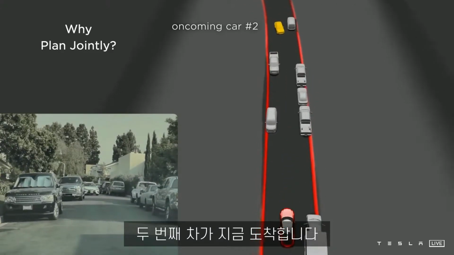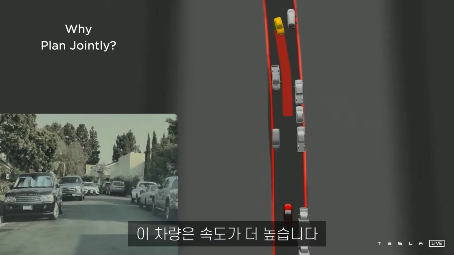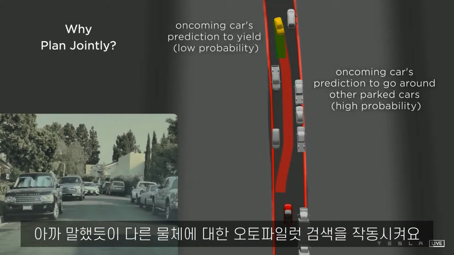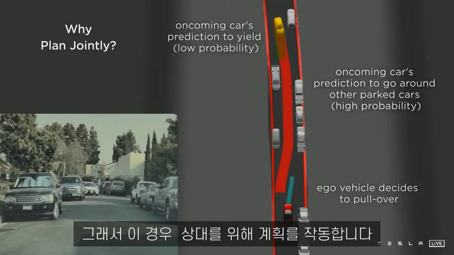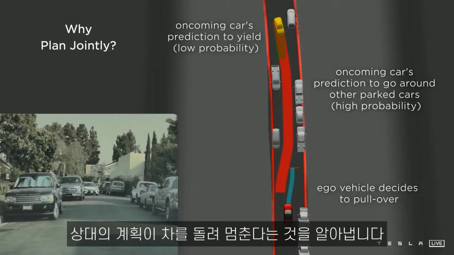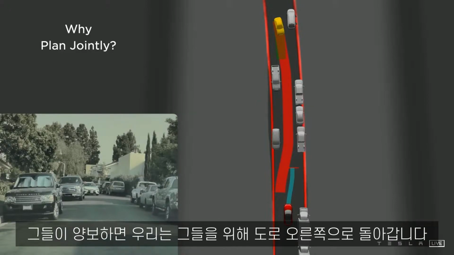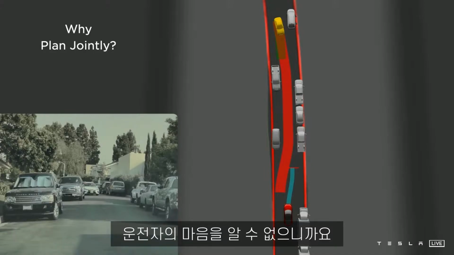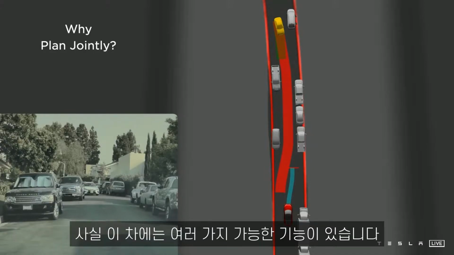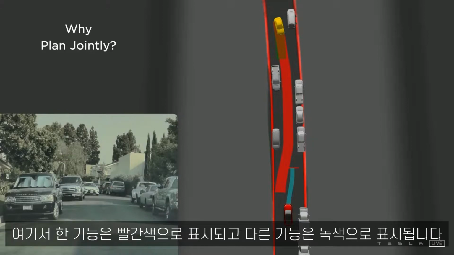A second oncoming car arrives now. This vehicle has higher velocity, and like I said earlier, we literally run the autopilot planner for the other object. So in this case, we run the planner for them. That object's plan now goes around their side's parked cars, and then after they pass the parked cars, goes back to the right side of the road for them. Since we don't know what's in the mind of the driver, we actually have multiple possible futures for this car. Here, one future is shown in red, the other one is shown as green.